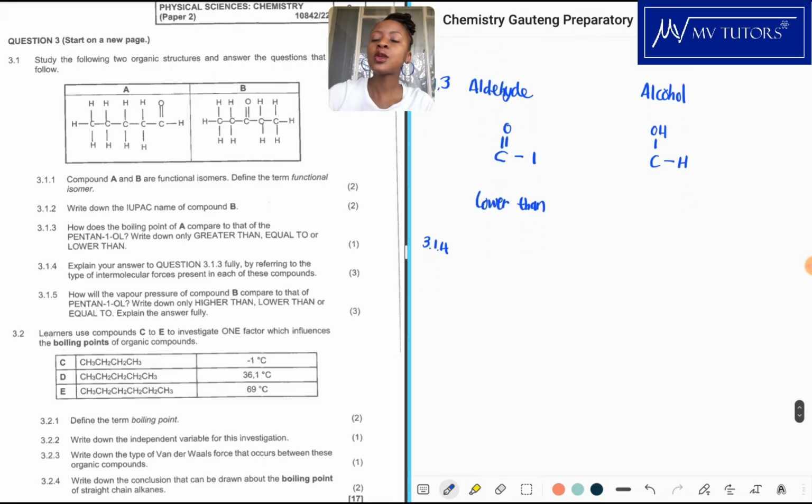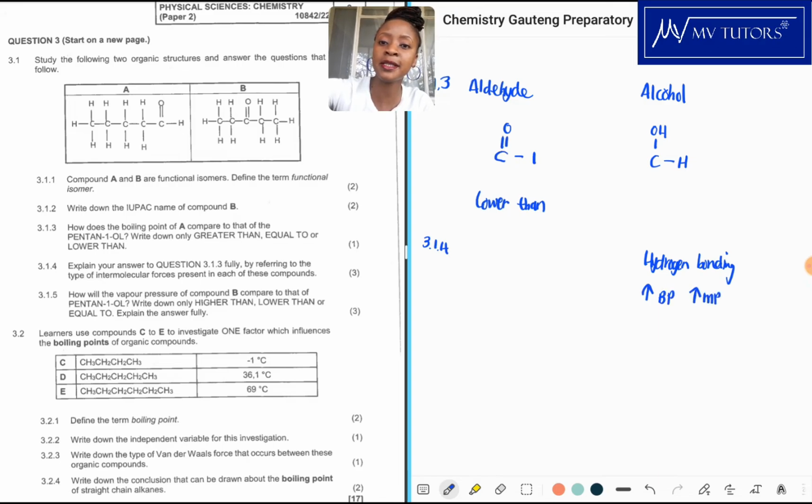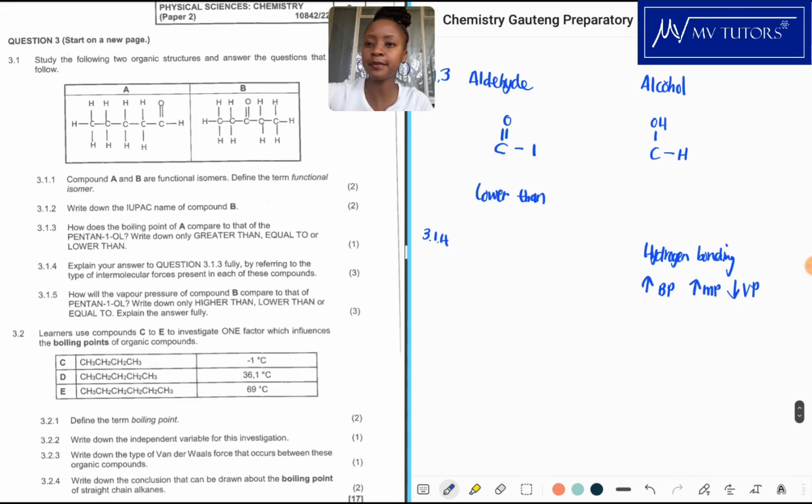Like I said, an aldehyde has weaker intermolecular forces compared to alcohol, because alcohol has that OH group, and the forces there are hydrogen bonding, which is quite strong. You have a higher boiling point, a higher melting point, but your vapor pressure is quite low. On the aldehyde, on the other hand, you have dipole-dipole forces.